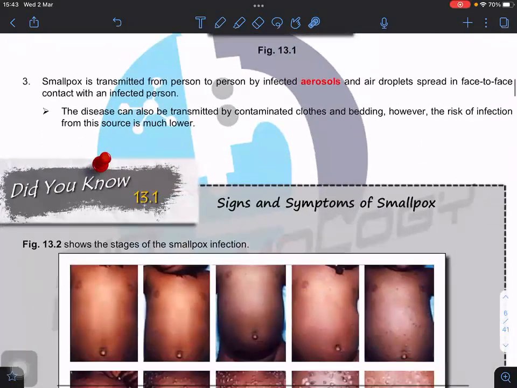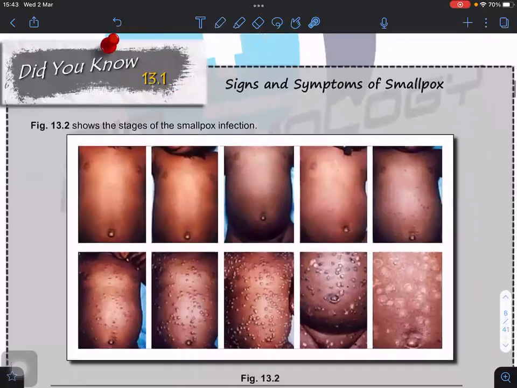So how does it spread? It spreads from person to person by infected aerosols or air droplets, an airborne disease, in face-to-face contact with an infected person. It must be from an infected person. Always remember, from an infected person to an uninfected person. It can also be transmitted by contaminated clothes and also the bedding. Okay, so signs and symptoms of smallpox.